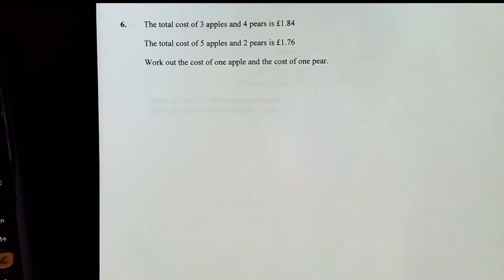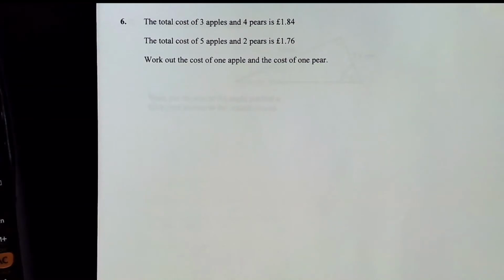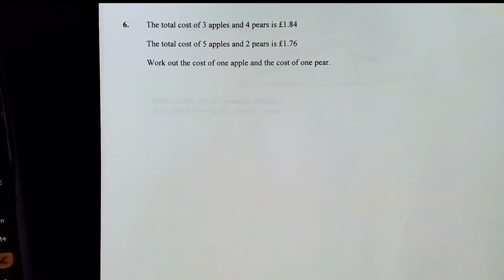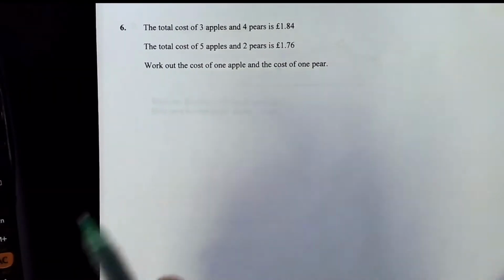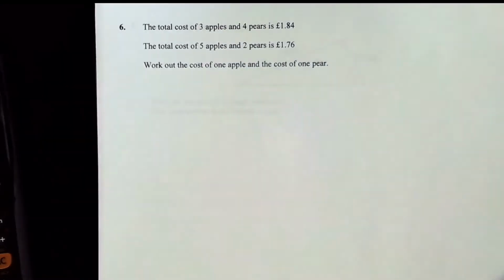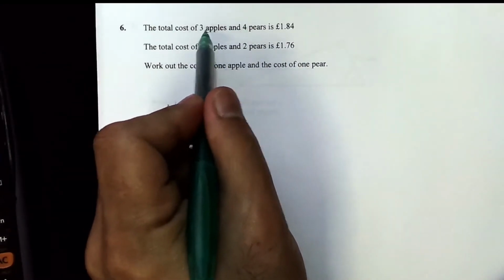Question reads, the total cost of 3 apples and 4 pears is £1.84. Total cost of 5 apples and 2 pears is £1.76. Work out the cost of 1 apple and the cost of 1 pear. Now this topic is looking at simultaneous equations. So for this first part, I'm going to write out the equations using the abbreviations for each part.